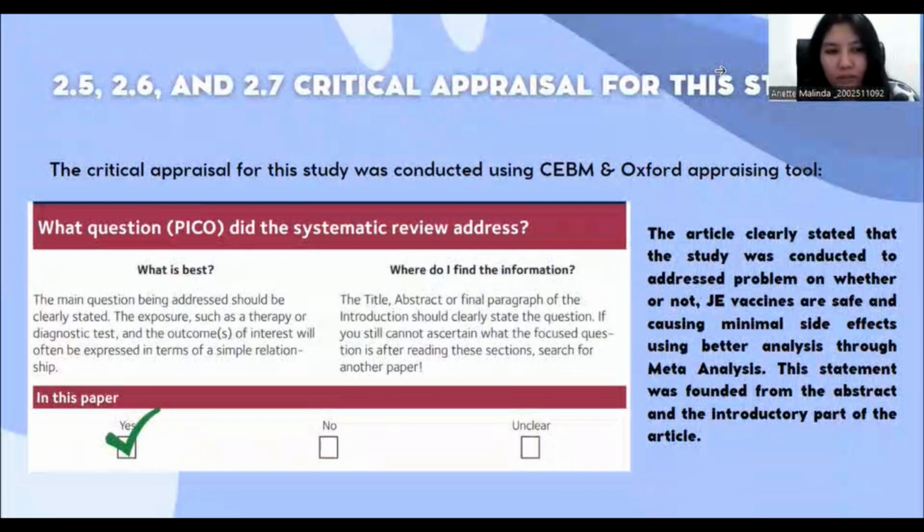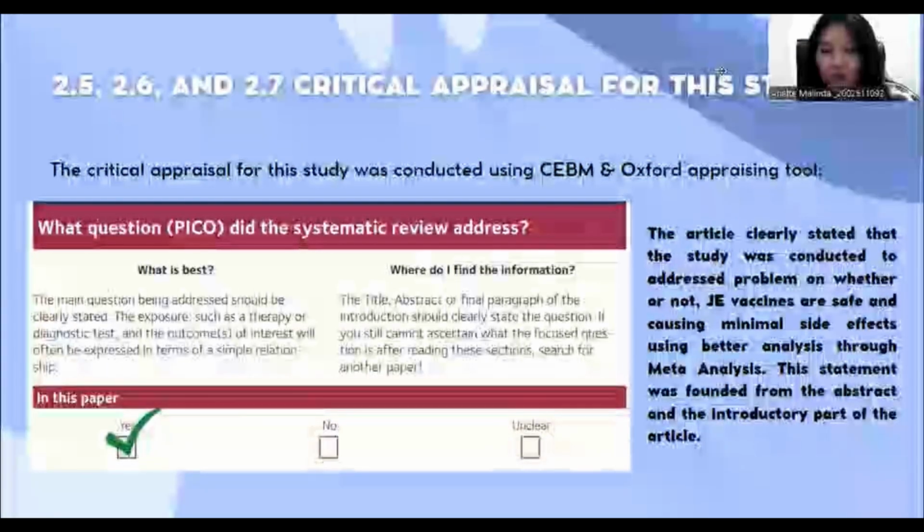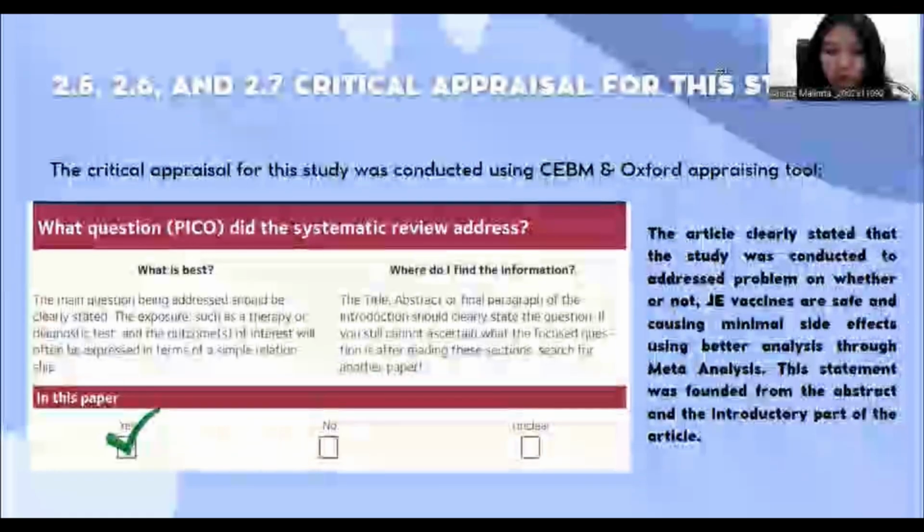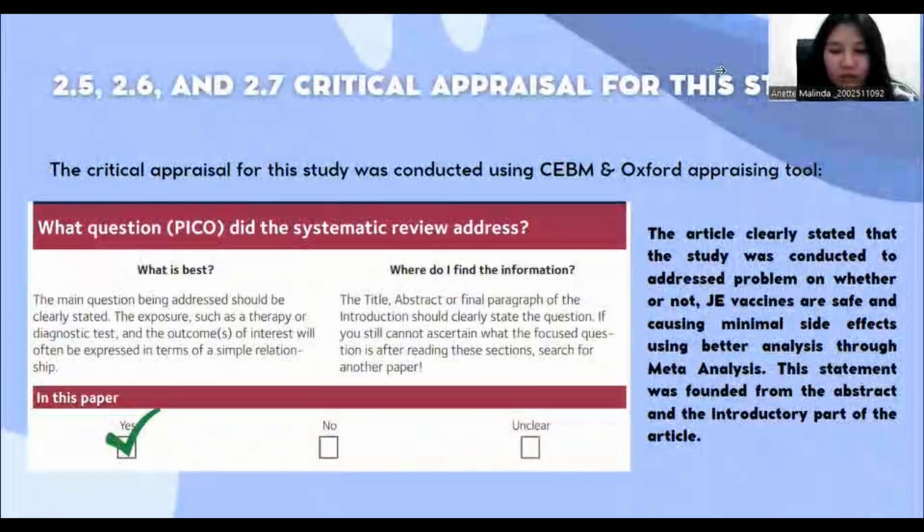The critical appraisal for this study was conducted using CEBM and the Oxford appraisal tool. The article clearly states that the study was conducted to address the problem of whether or not JE vaccines are safe and cause minimal side effects, better analyzed through meta-analysis. This statement was found in the abstract and the introductory part of the article.